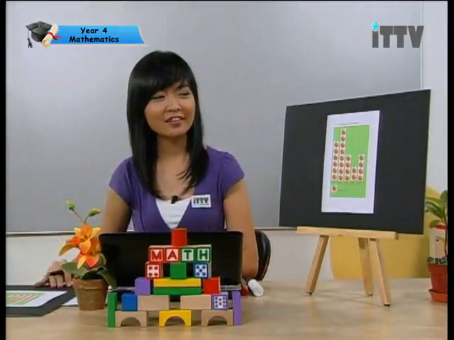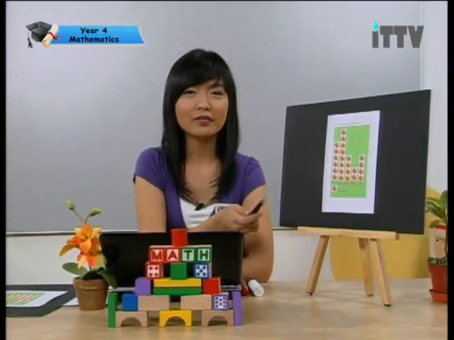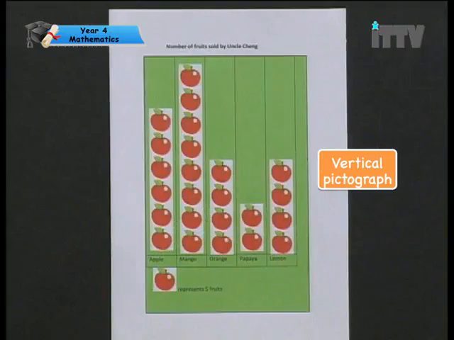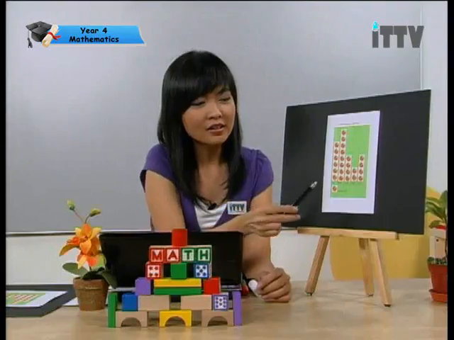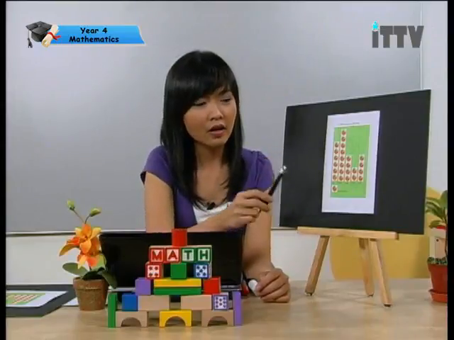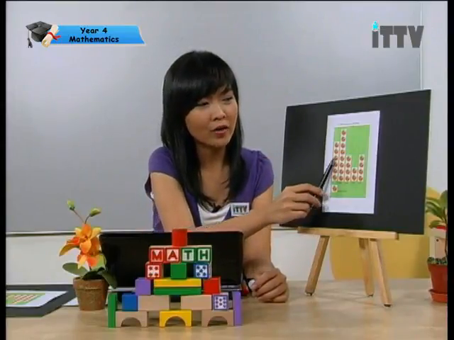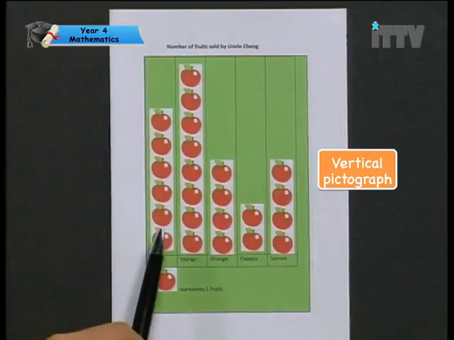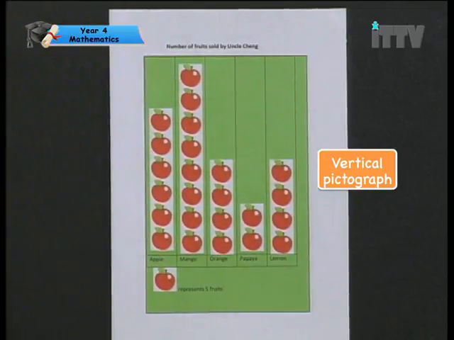Ta-da! Here it is! Now this is a vertical pictograph. It shows the same information as the horizontal pictograph that you've just seen, okay? Now notice that in a vertical pictograph, the pictures are stacked upwards. It goes up vertically. So that is the difference between a horizontal and a vertical pictograph.